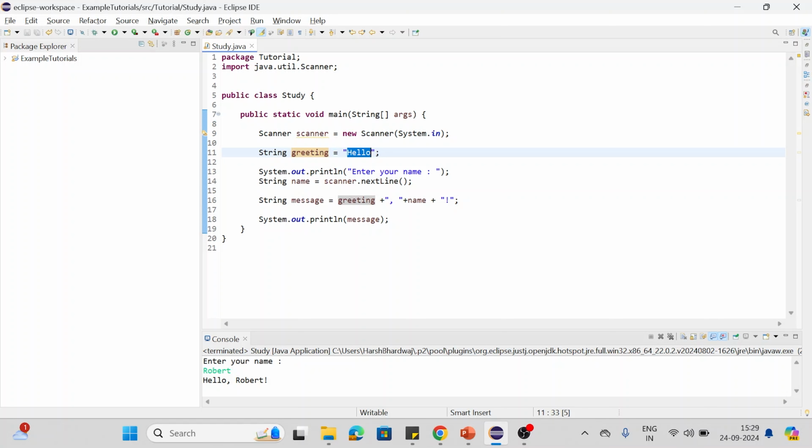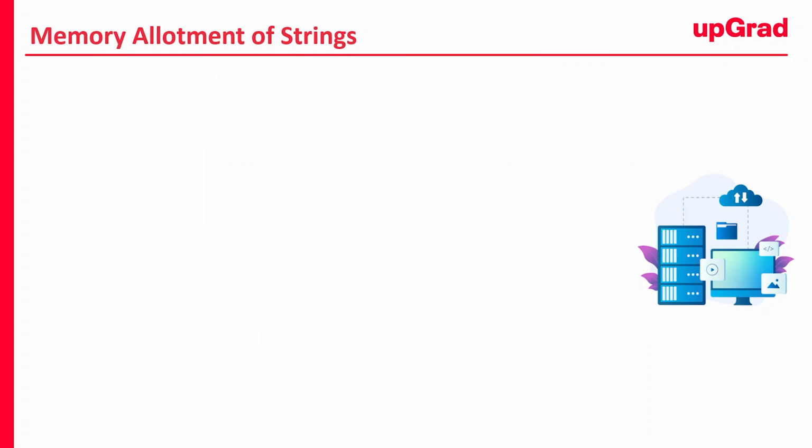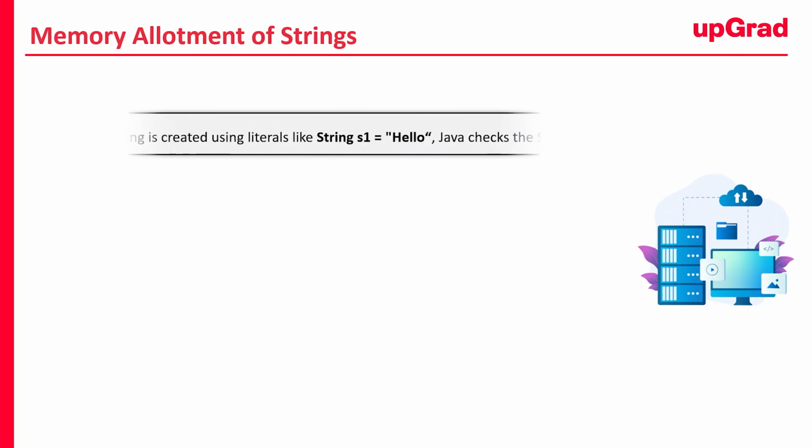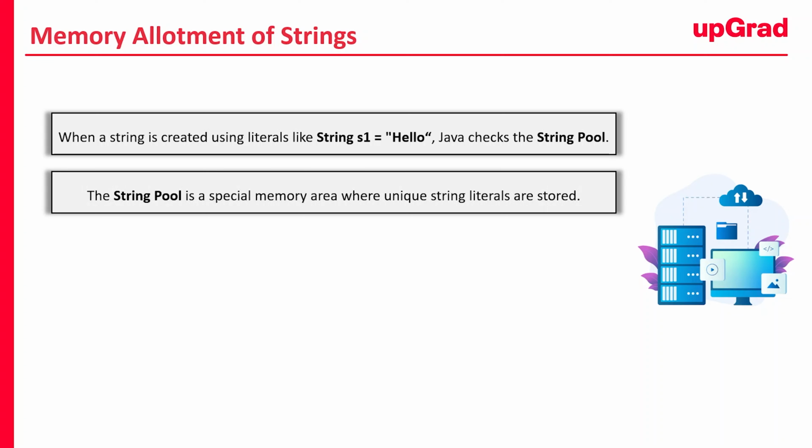Now let's understand memory allotment of strings. So in Java, memory management for strings is handled efficiently through several key mechanisms, particularly with the use of string pool, heap memory and stack memory. Here's an in-depth explanation of how memory is allotted for strings in Java. When you create a string using literals like this, string s1 equals hello, what happens here is Java checks a special area of memory called the string pool. Think of the string pool as a storage space where all the unique strings are kept.